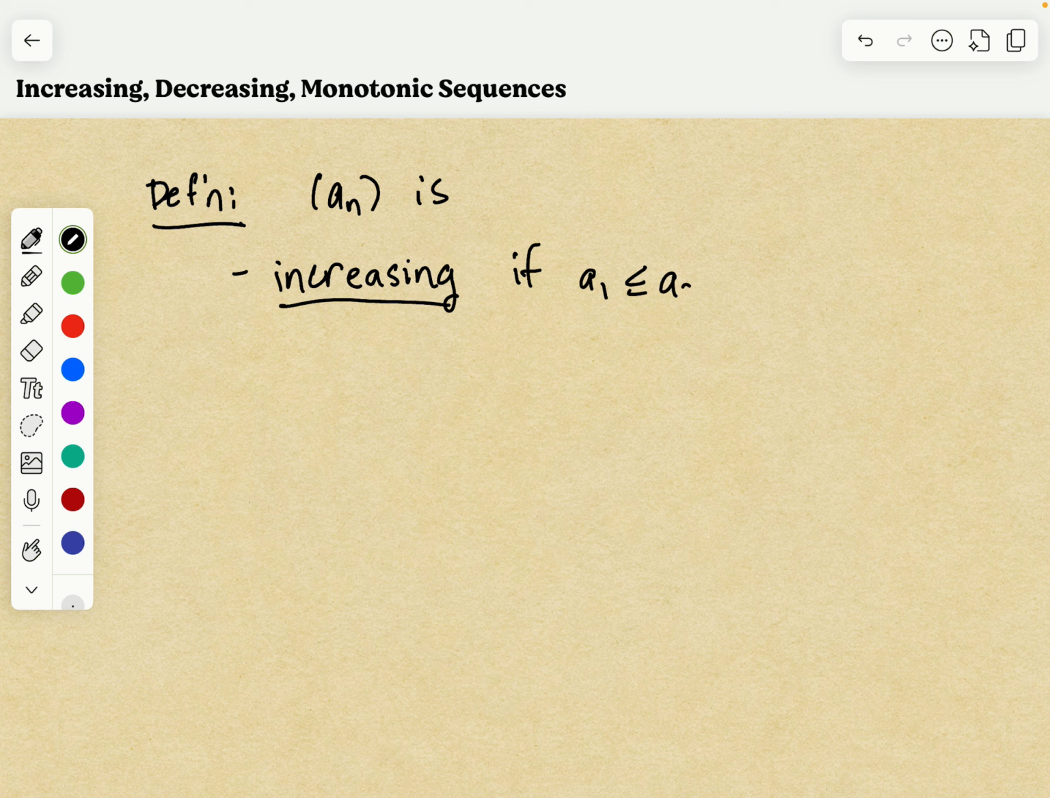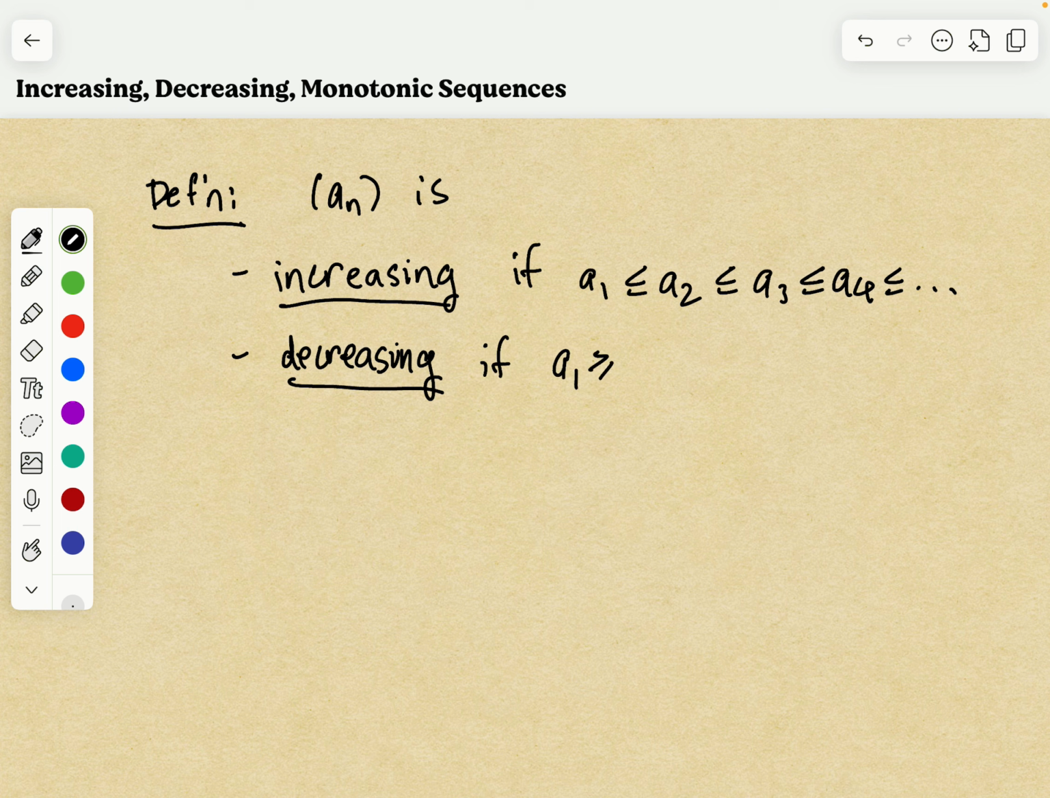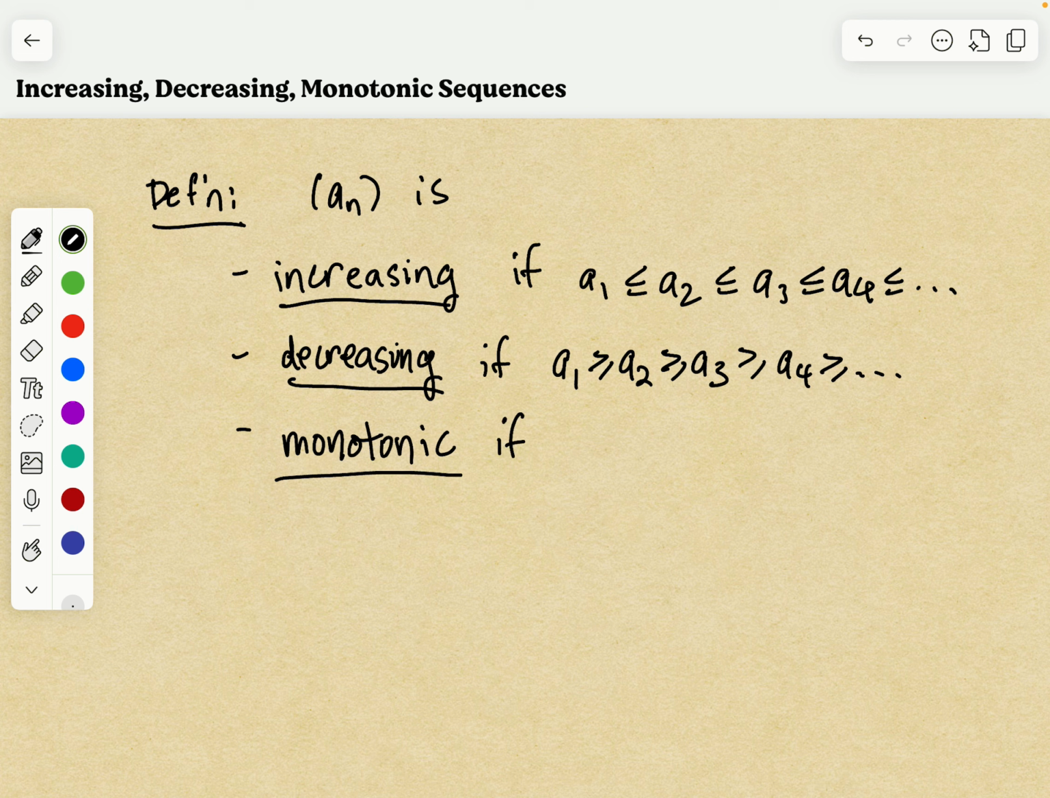a1 is less than or equal to a2, and a2 is less than or equal to a3 is less than or equal to a4, etc. We say that it's decreasing if a1 is greater than or equal to a2 is greater than or equal to a3 is greater than or equal to a4, etc. And we say that a_n is monotonic or monotone, depending on the book, if it is either increasing or decreasing.